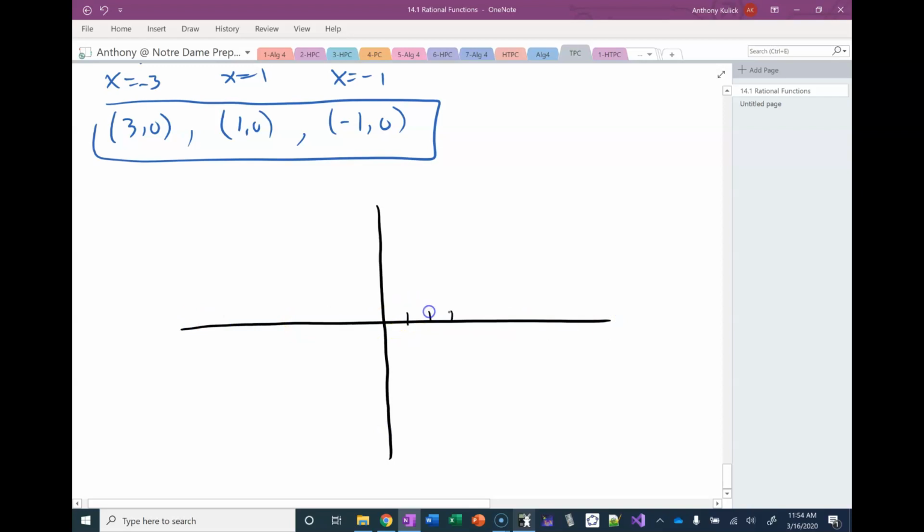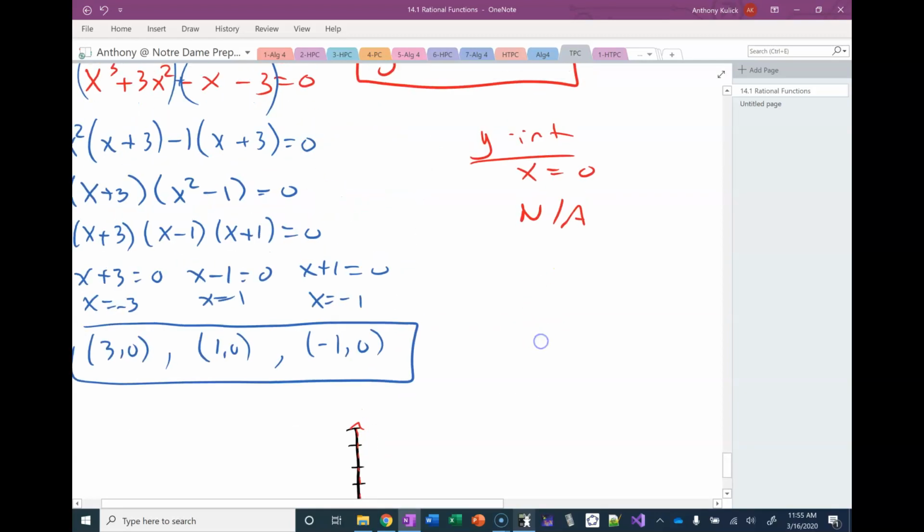Let's see, 1, 2, 3, 4, 5, 6, 7, 8. That's probably good enough. Okay, first things first, my vertical asymptote here at x equals 0. Next thing I want to do is get my slant or my end behavior in.